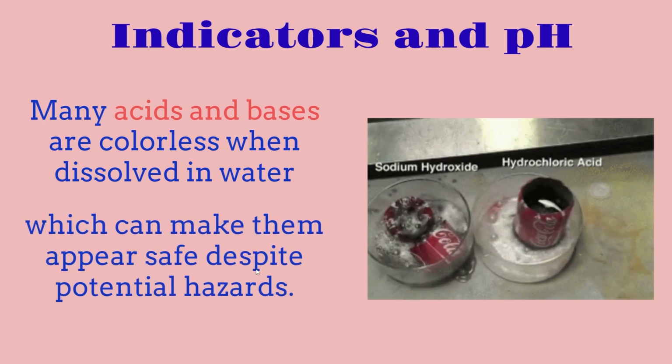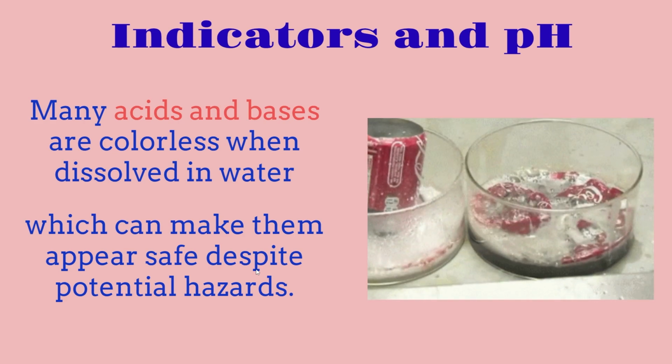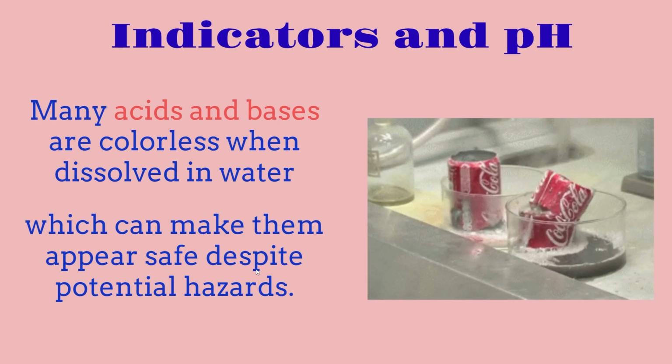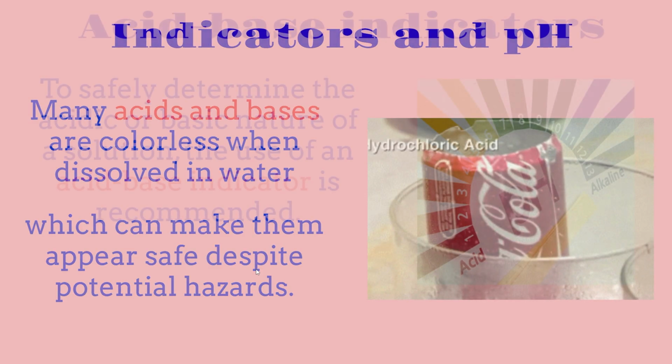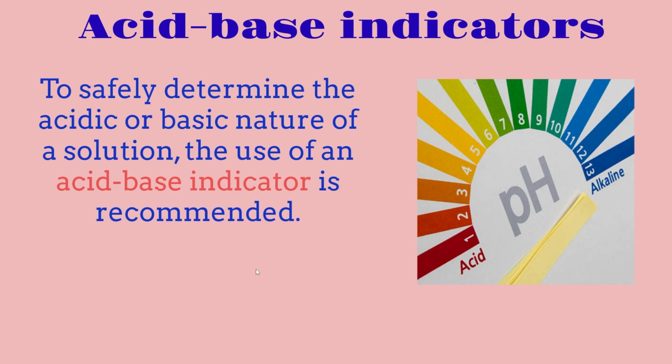So since you can't see them, this makes them appear safe, even though there might be huge hazards inside of it. So you're not going to be able to see these hazards because they look clear just like water. So to safely determine the acidic or basic nature of a solution, we should always use an acid-base indicator. And there's many different types of acid-base indicators that we can use. There's some cheap ones, there's some expensive ones, but we're going to look at some of them now.